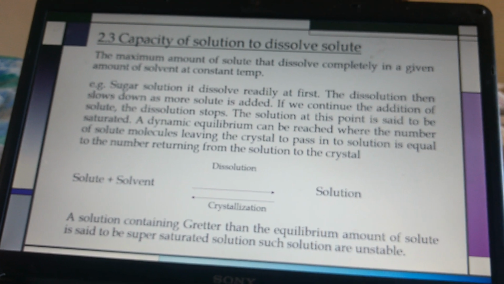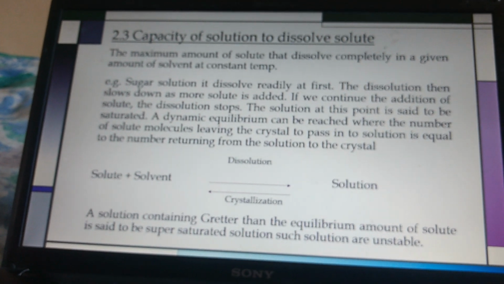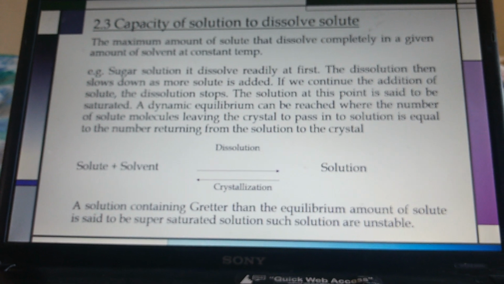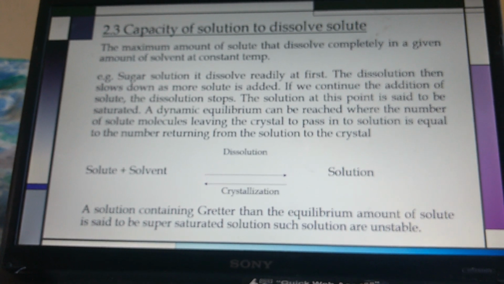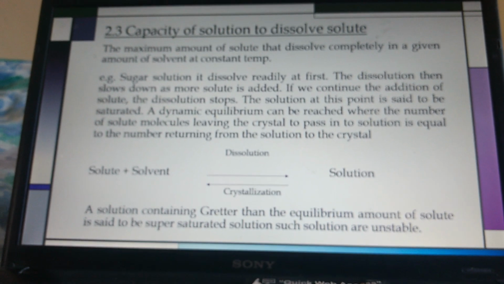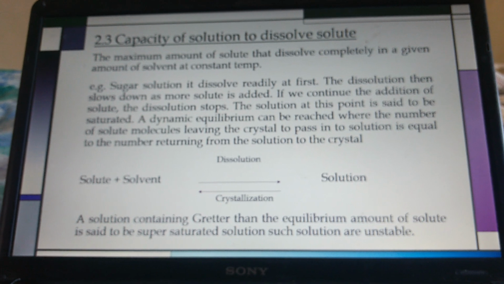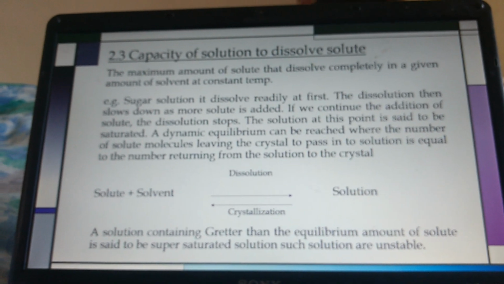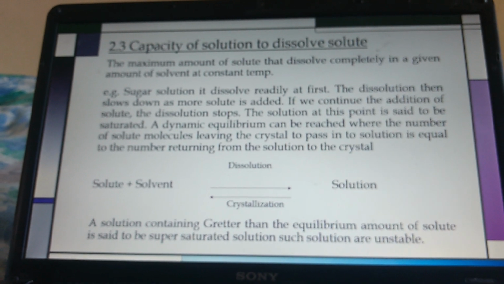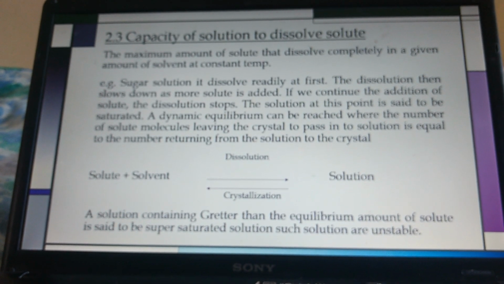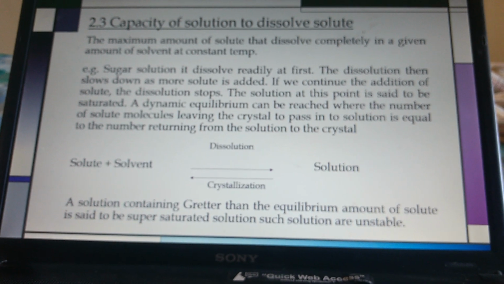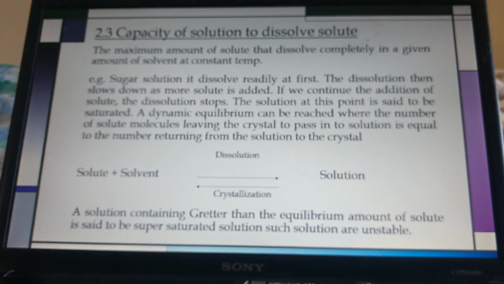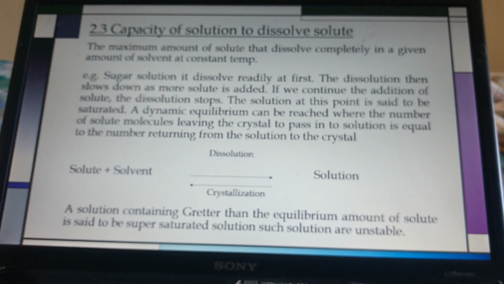At first, the rate of dissolution slows down as more solute is added. If we continue the addition of solute, the dissolution stops. The solution at this stage is said to be saturated. Dynamic equilibrium is reached when the number of solute molecules dissolving equals those crystallizing. So the solute plus solvent, here which one is the solute? Very good. Solute is the sugar and solvent is the water.